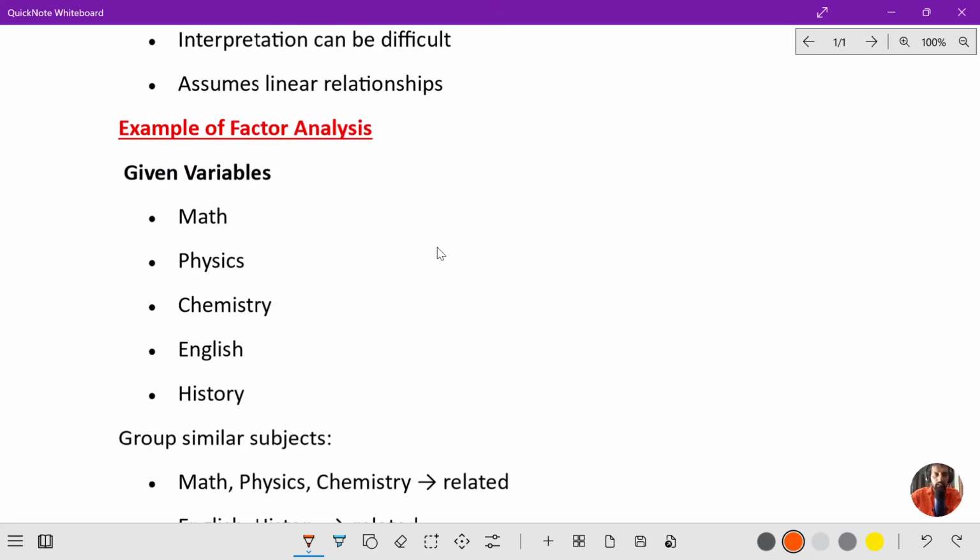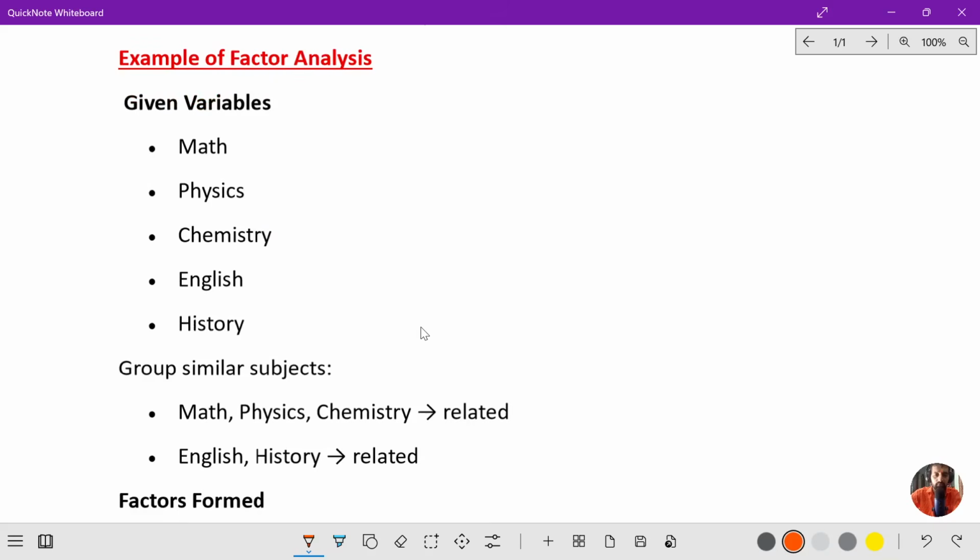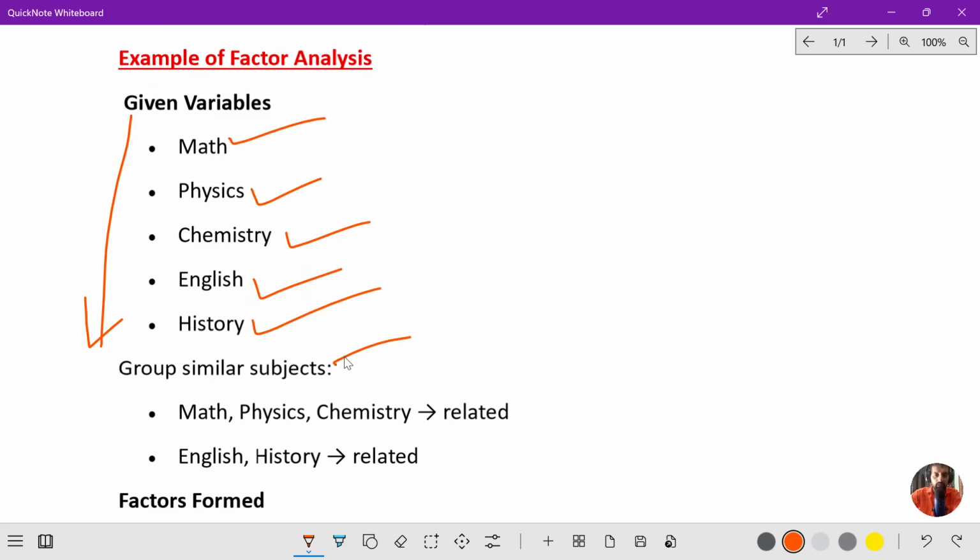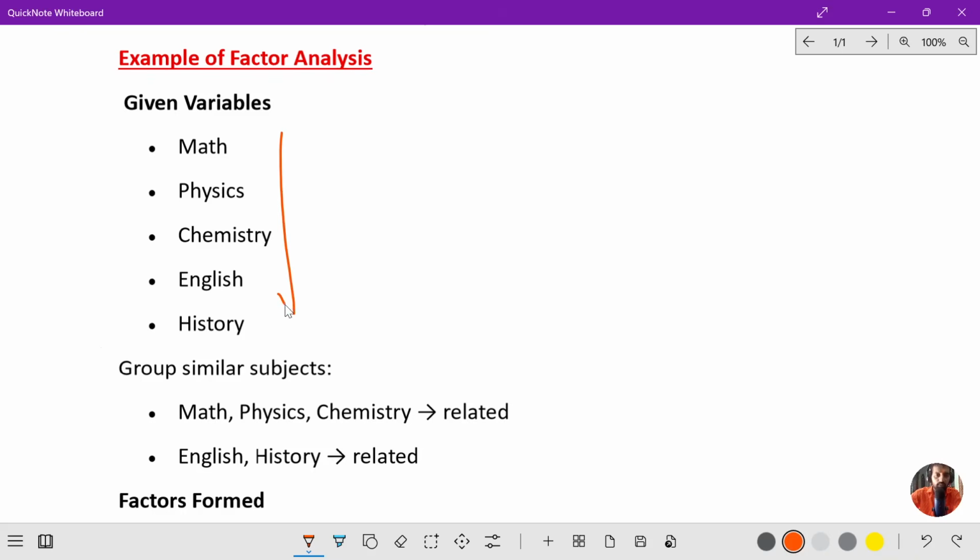Let us see an example for factor analysis in order to get more clarity. Let us say the given variables are maths, physics, chemistry, English, and history. Now we are going to group similar subjects. If you observe on the screen, there are 5 subjects. I am going to say maths, physics, chemistry are related, and English, history are related.